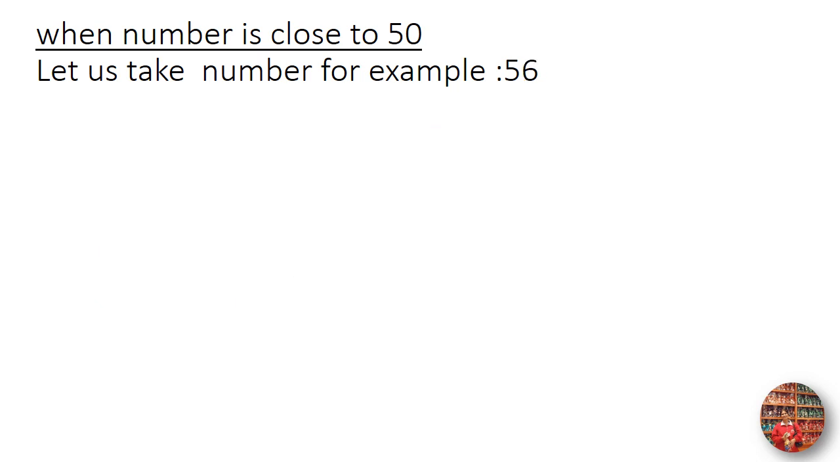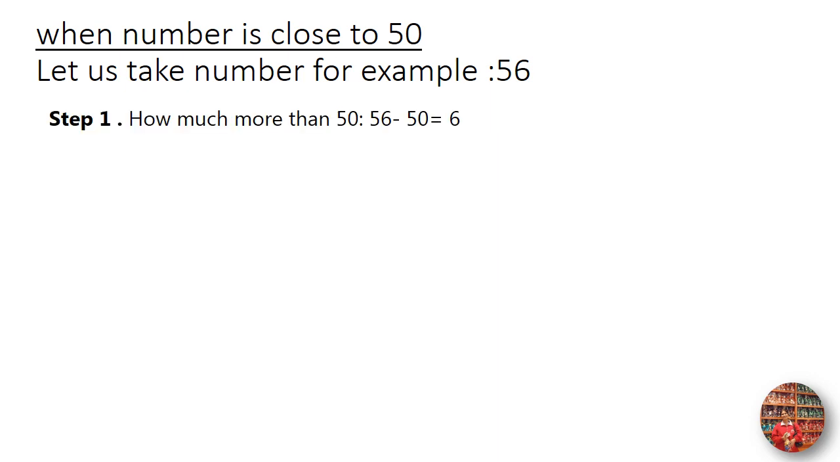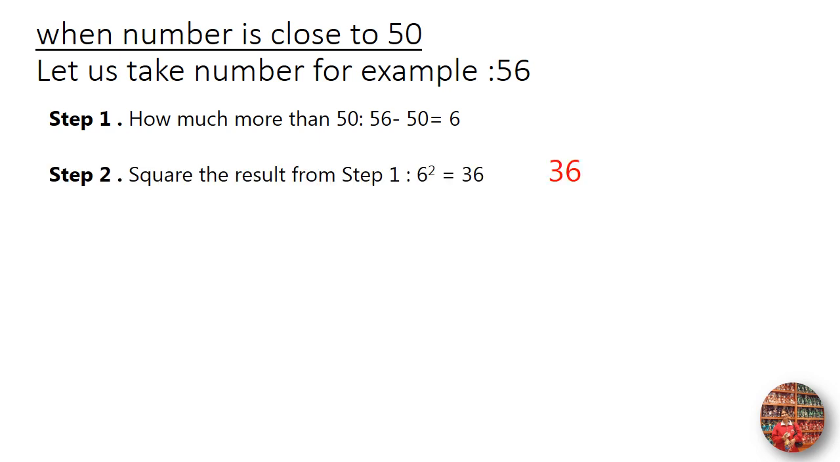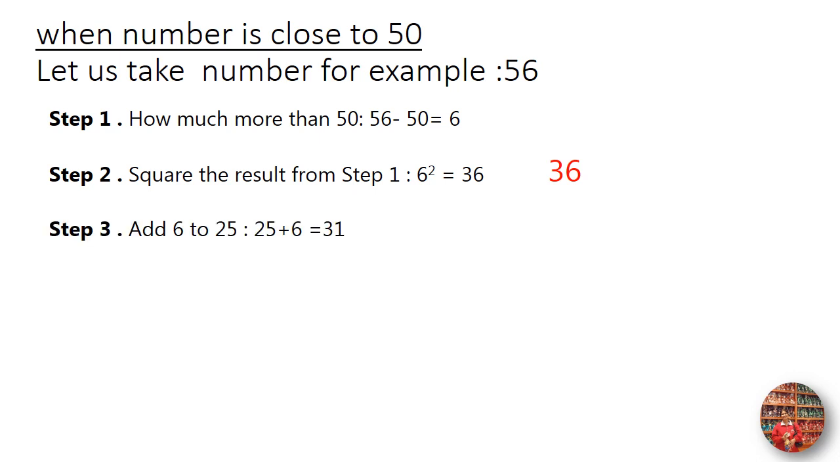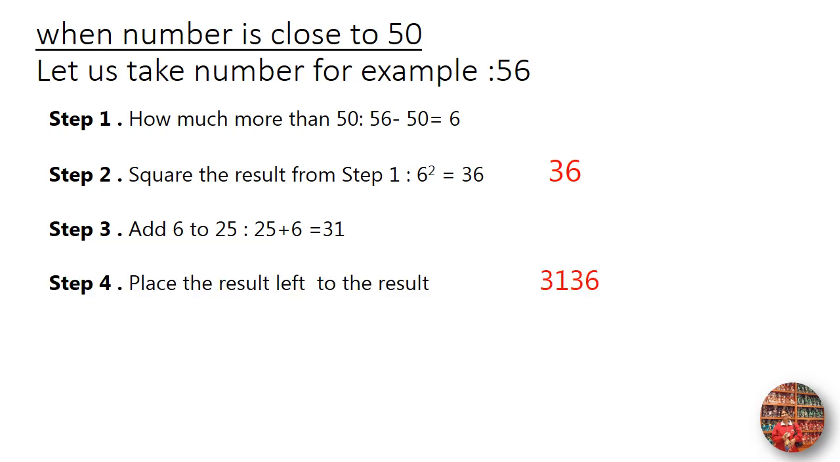Next number is 56. Now you can try yourself. You can be faster than me also. How much more? It is 6 more. So 6 square, 36. So what should I subtract? 25 minus, sorry, it is not minus 6. It is more. So 25 plus 6 is equal to 31. So the answer is 3136.